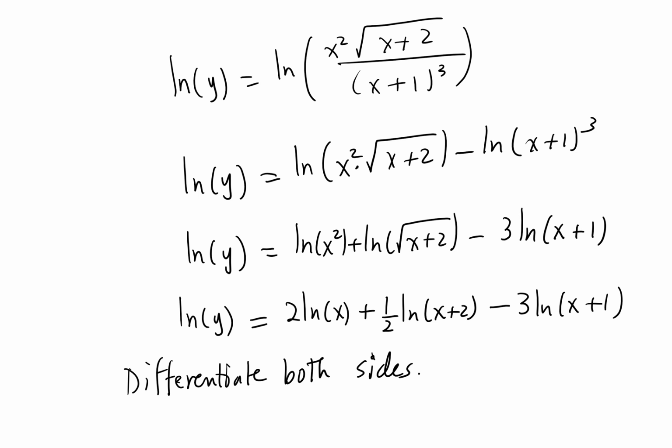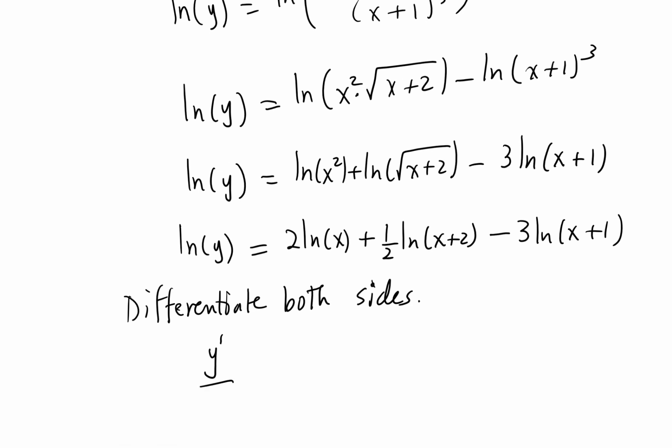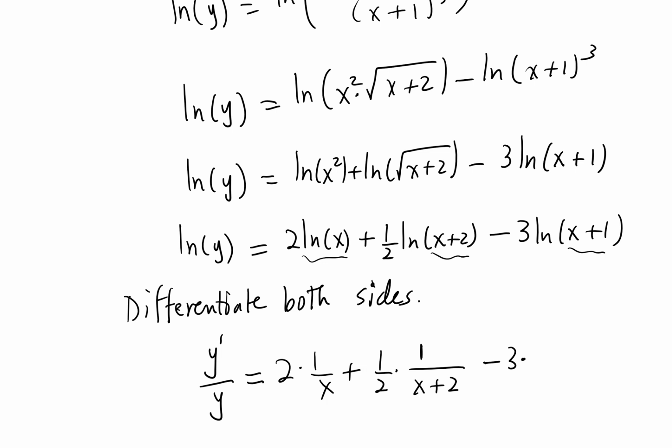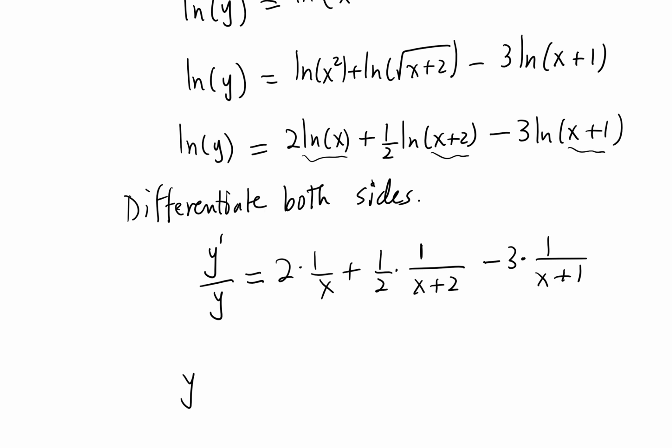What do we get? y prime over y equals 2 times derivative of natural log of x, which is 1 over x, plus 1/2 times derivative of this, which is 1 over x plus 2, minus 3 times derivative of this, which is 1 over x plus 1. Then what is y prime? You multiply both sides by y. You get 2 over x, plus 1 over 2 times x plus 2, minus 3 over x plus 1.